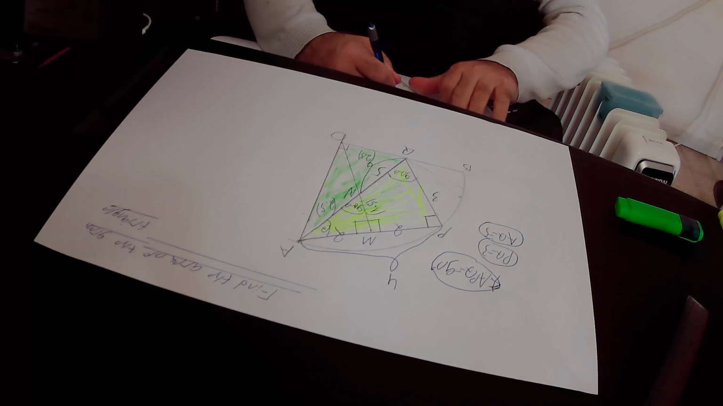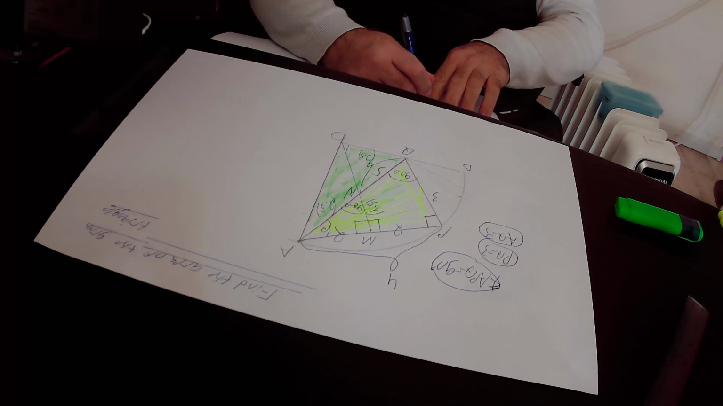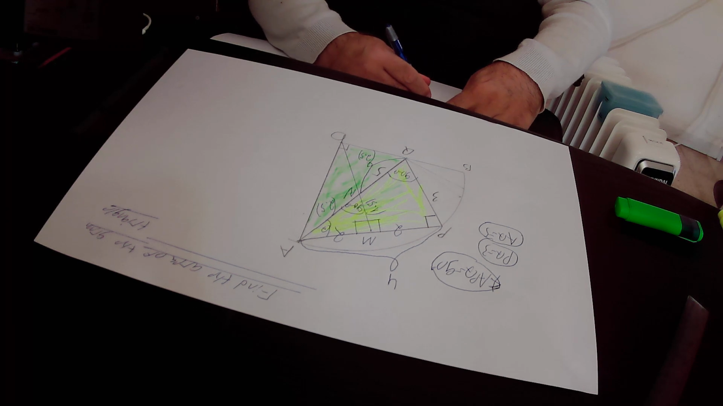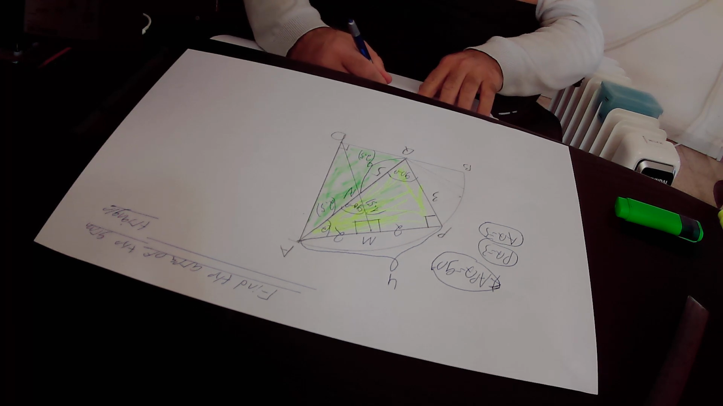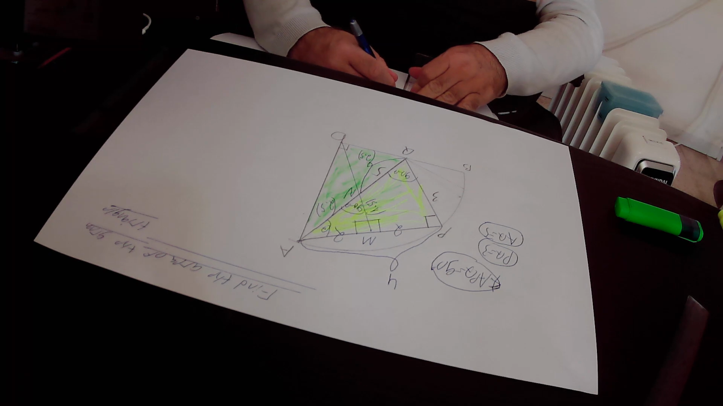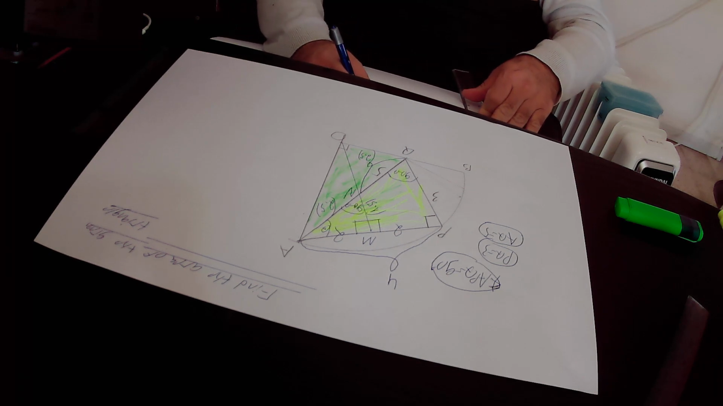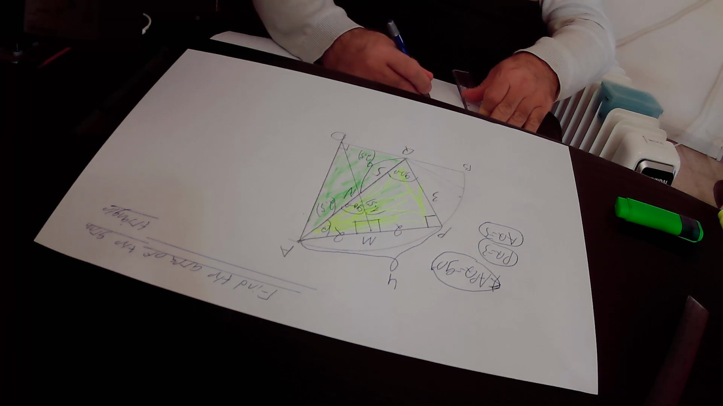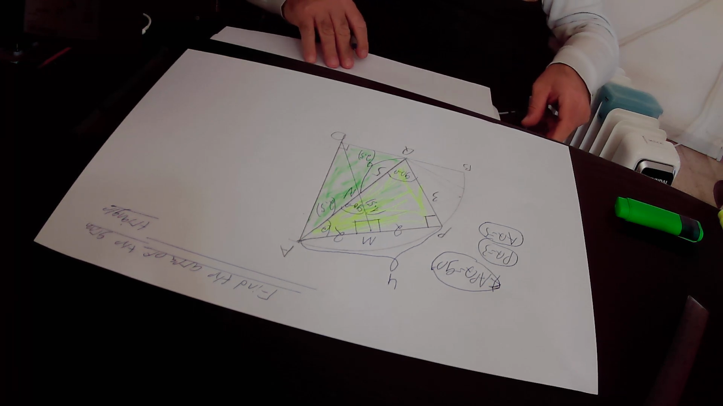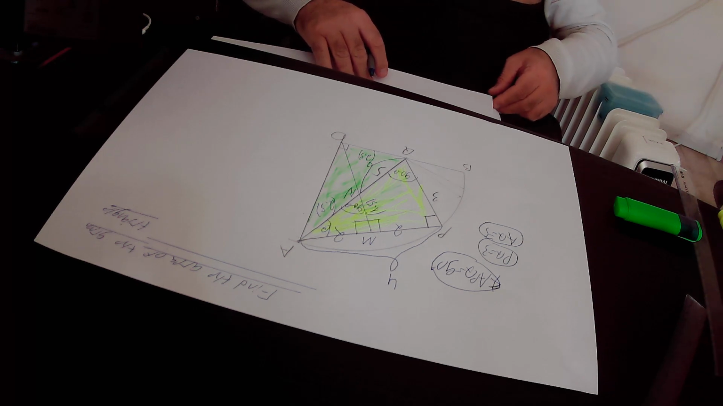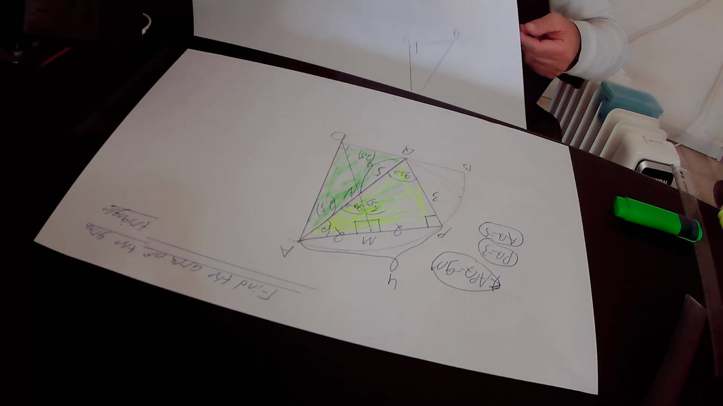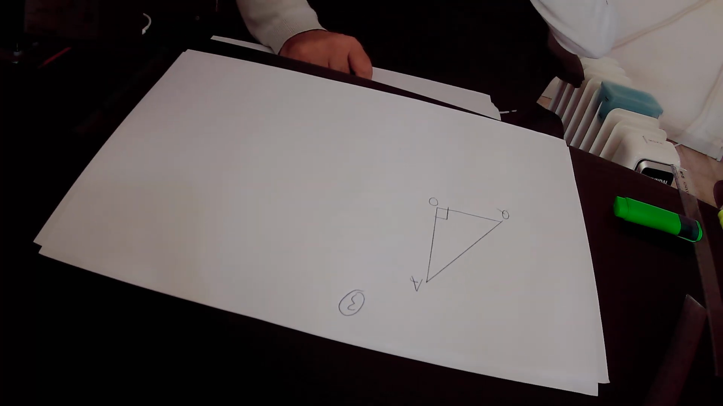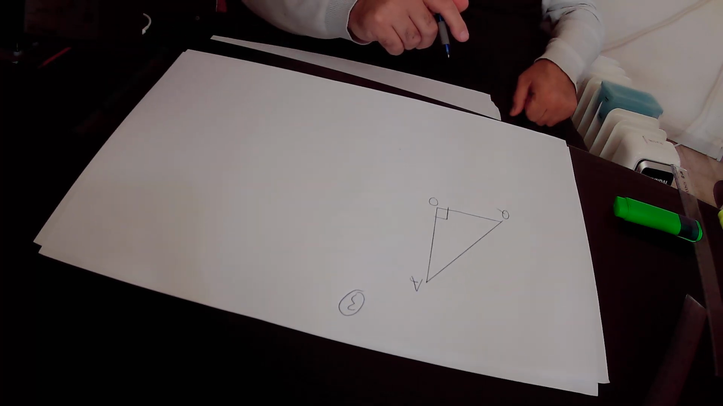Triangle AOQ. This is a right triangle. So actually, this is the right triangle AOQ that I copied from the original drawing. Now we'll block this right triangle by a circle.